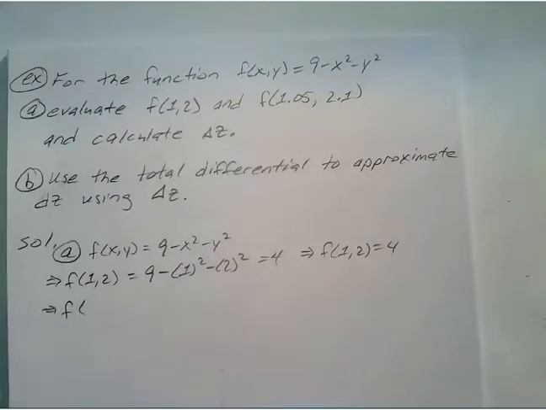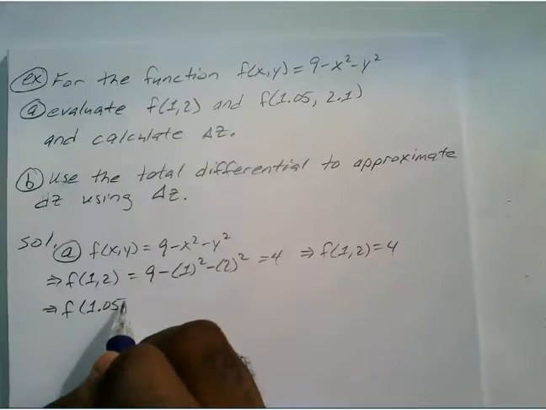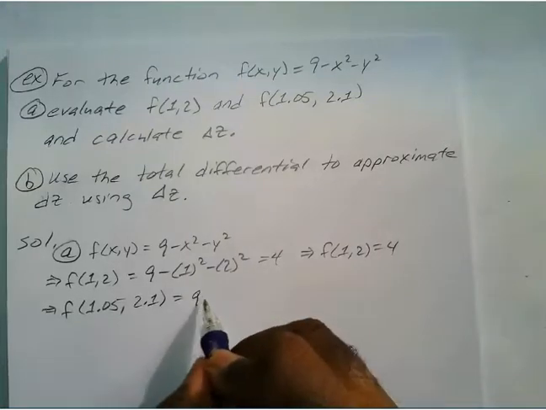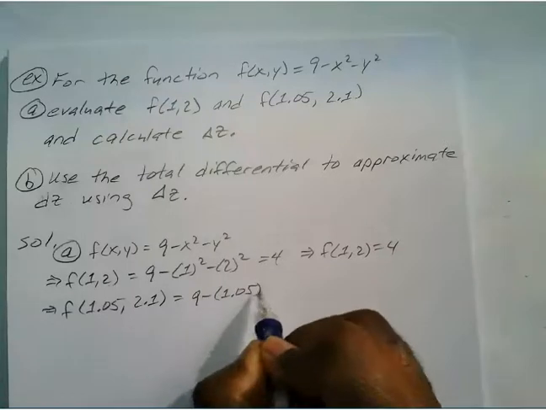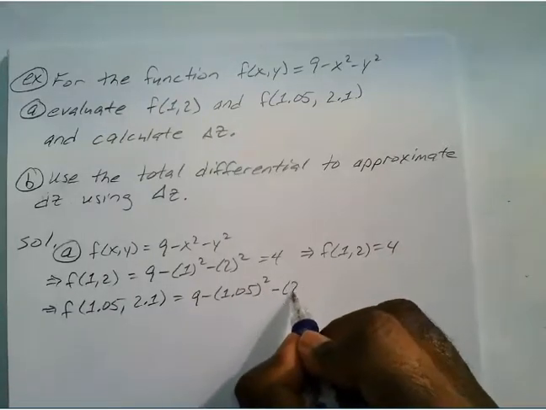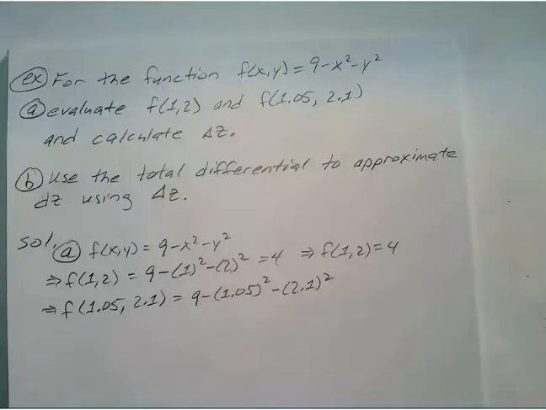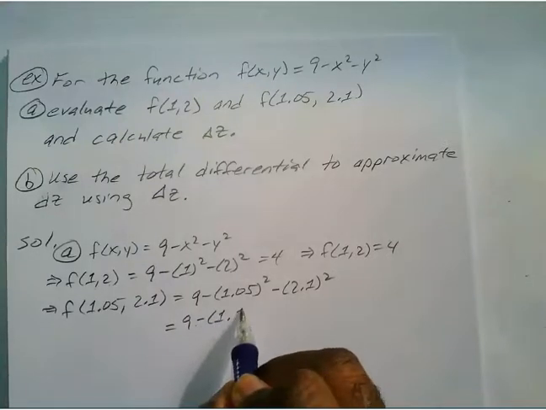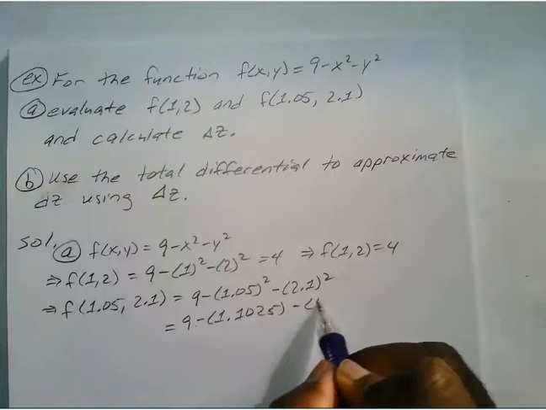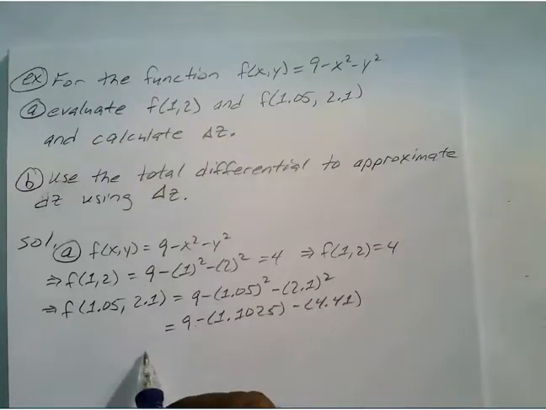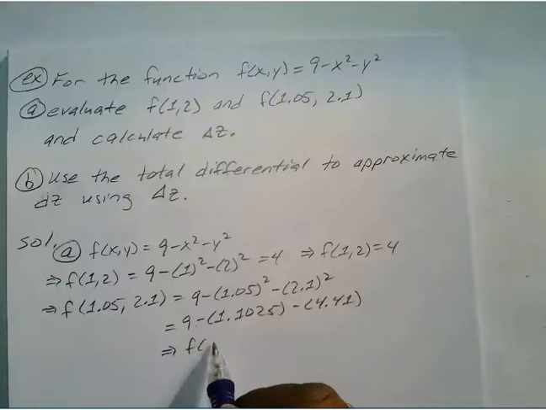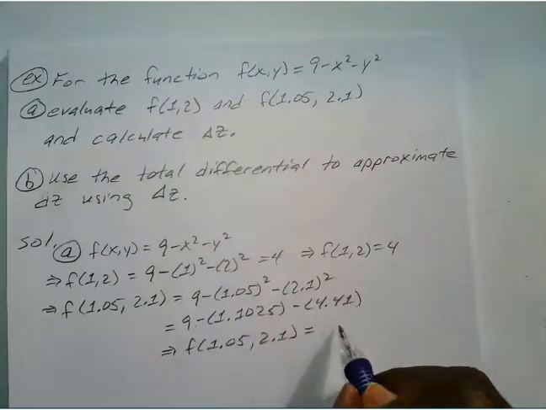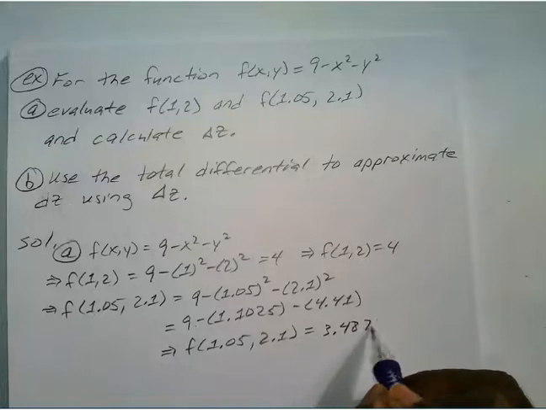Okay, so f at the point 1.05 and 2.1 is equal to 9 minus 1.05 squared minus 2.1 squared, okay, which is equal to 9 minus 1.1025 minus 4.41. So that means that the function at 1.05 and 2.1 is actually equal to 3.4875.